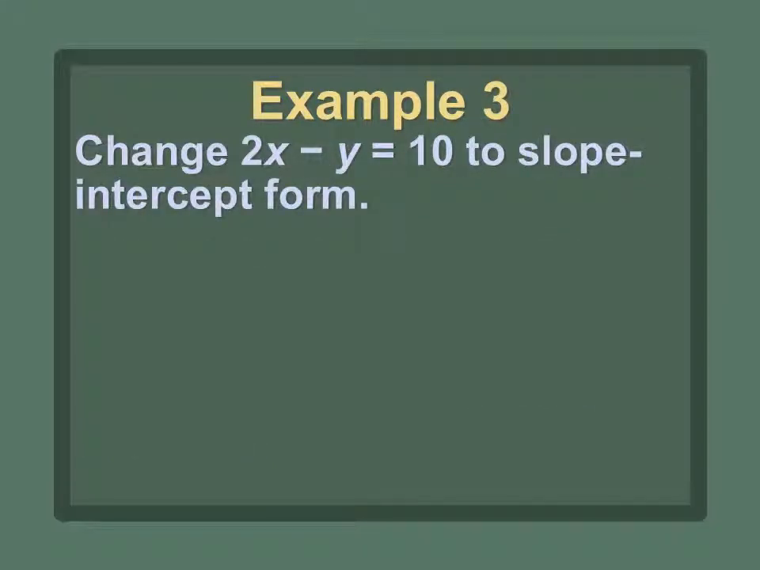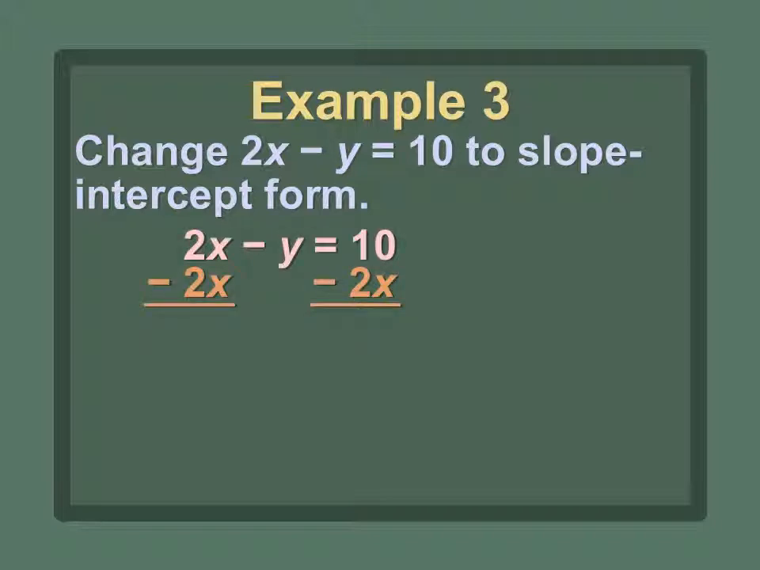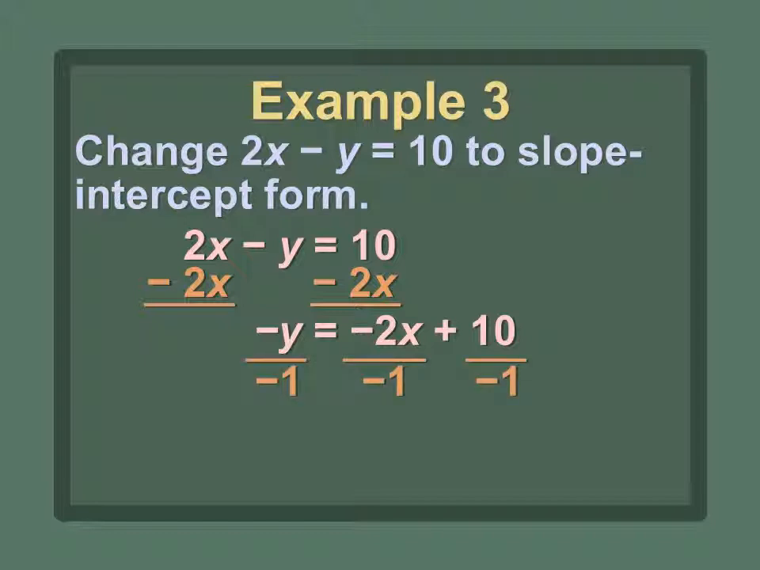So we don't always get things in slope-intercept form. For example, we have 2x minus y equals 10. If we want to change that to slope-intercept form, we have to solve for y. The first thing we want to do is subtract 2x from both sides. So now we have negative y equals negative 2x plus 10. And now we want to divide everything by negative 1 so that we can have that positive y. So now we have y equals 2x minus 10. Now that we have it in slope-intercept form, we can easily identify the slope and the y-intercept.